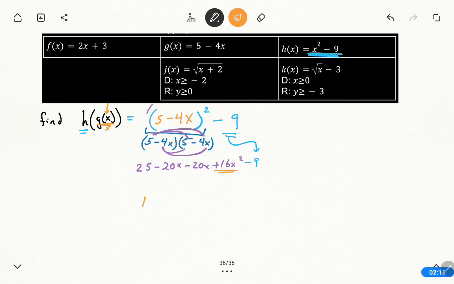So 16x squared is the highest power, so I'm going to put that first. Got negative 20x and negative 20x, which is negative 40x. And then 25 minus 9, which is 16. And there we have it. This one doesn't have any restrictions because we have no radicals or fractions. It's just polynomials.